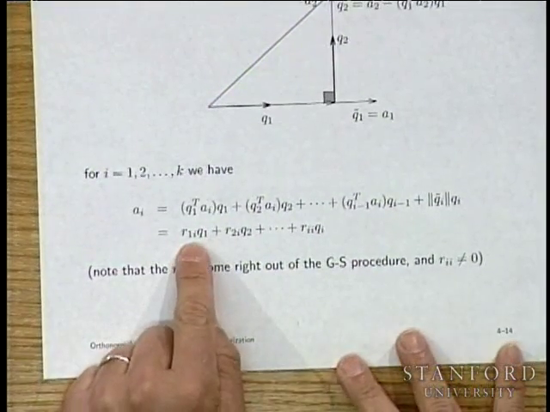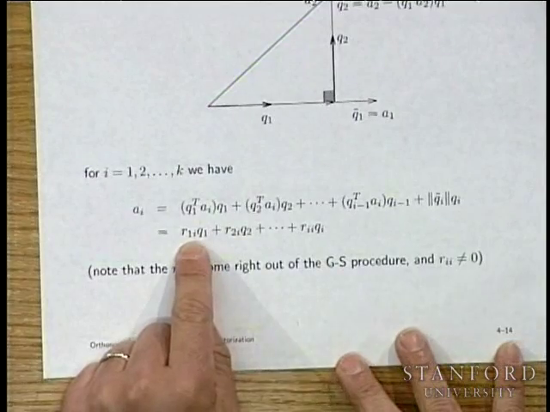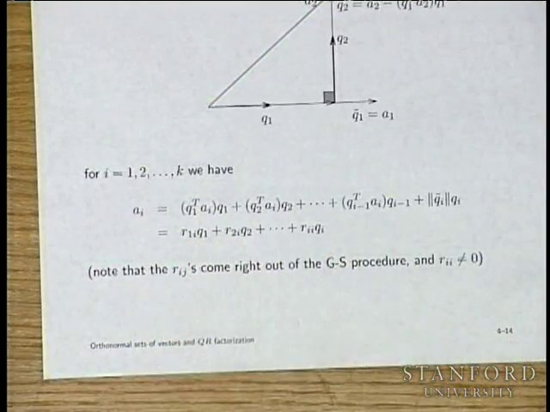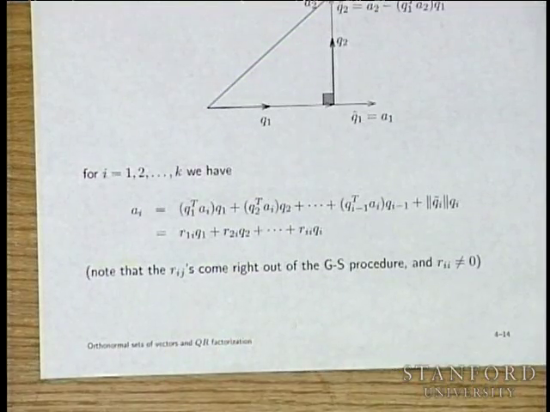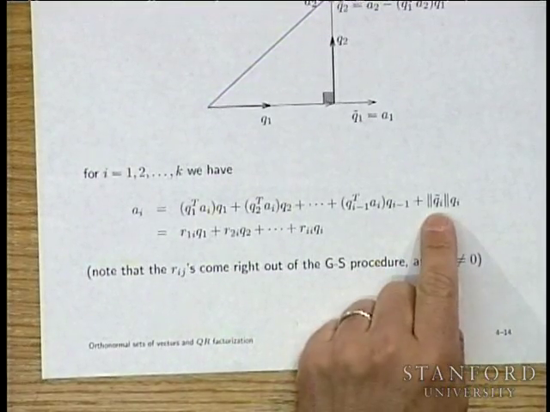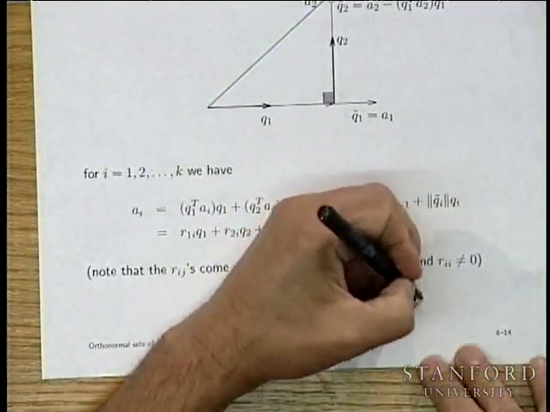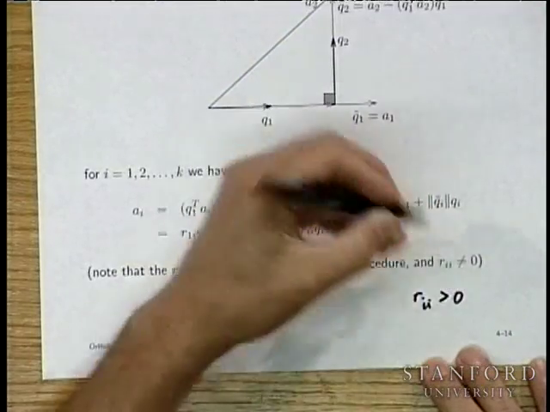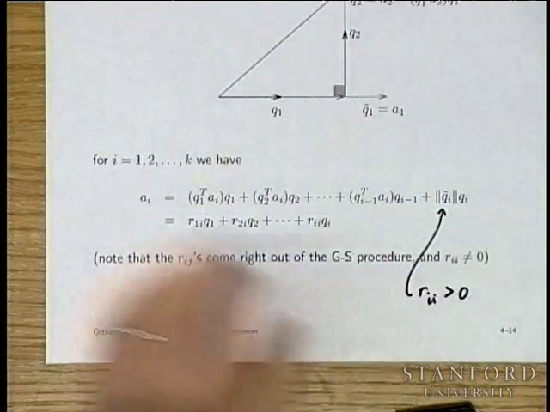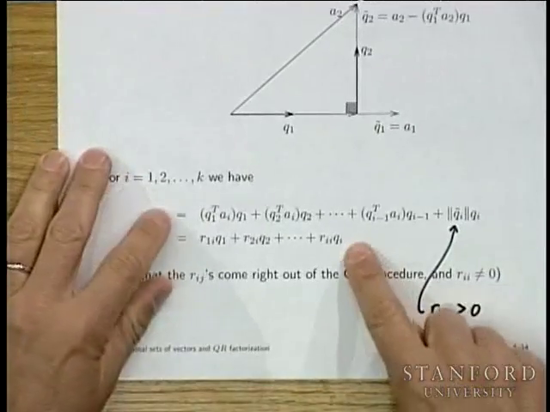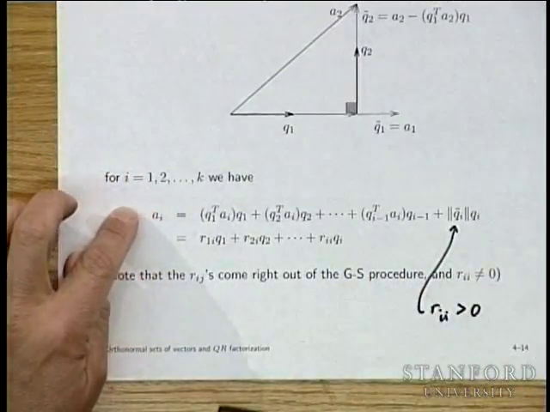And we're going to give these names. We're going to call these R1i, R2i, and Rii. And they just come right out of the Gram-Schmidt procedure. And Rii is not 0. In fact, not only that, you can even say Rii is positive because it's actually this thing. Okay? Well, if you write this set of equations out in matrix form, let's see what it says.